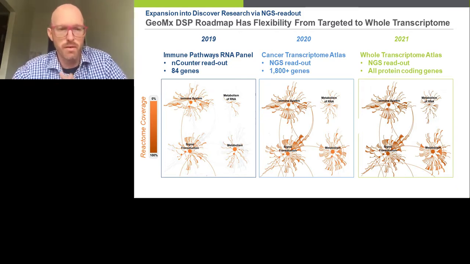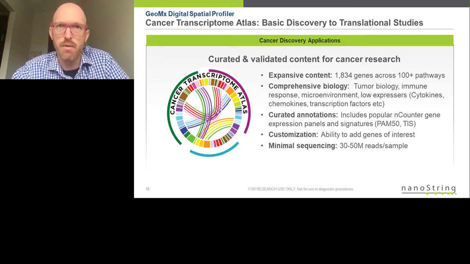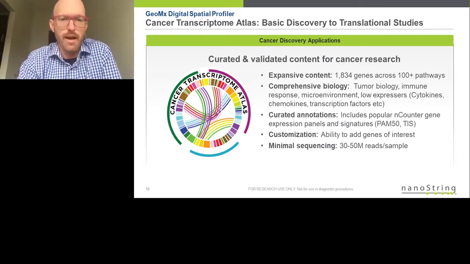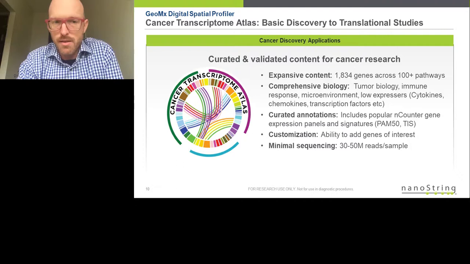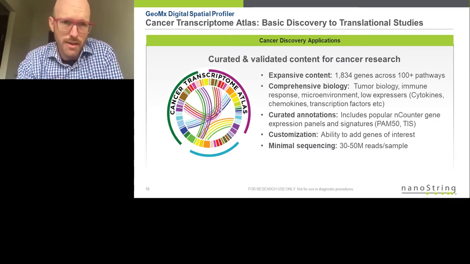So to focus a little more on the atlas that we use today, this has over 1,800 genes. It covers a wide array of pathways, everything from B cell and T cell biology to stromal architecture and the immune microenvironment. Also quite a bit of tumor biology. And so this targets things like cytokines and chemokines and growth factors and so forth. There's a lot of annotations in this particular panel. We've borrowed a lot from our nCounter panels, so it has a lot of the immuno-oncology signatures that you would expect, like PAM50 or the tumor inflammation signature. And of course, there's the ability to add custom targets.